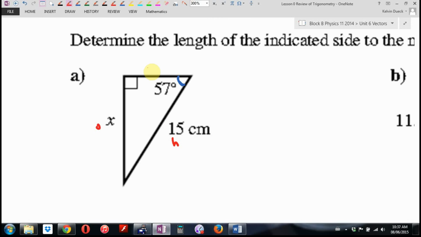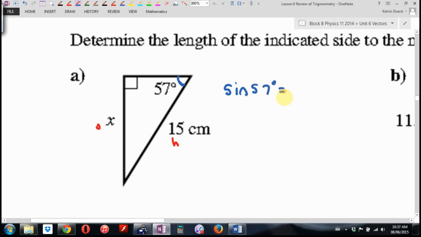Which trig function? Sine of what? What always goes next to the trig function? The angle. What always goes next to the trig function? The angle. What always goes next to the trig function? The angle. 57 degrees equals opposite over hypotenuse. How would I get the x by itself?